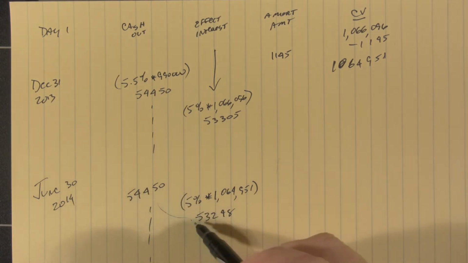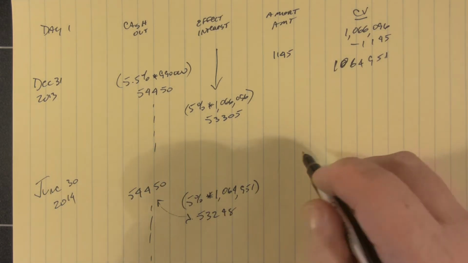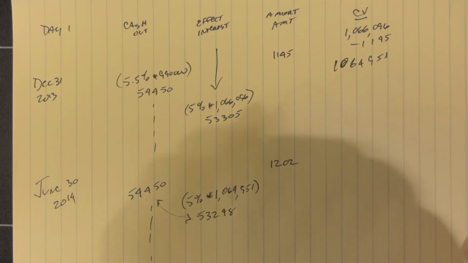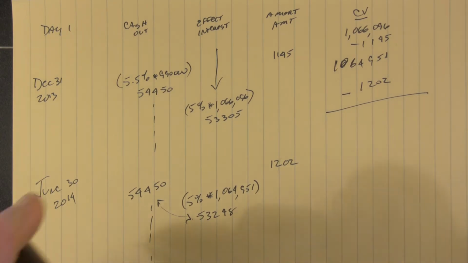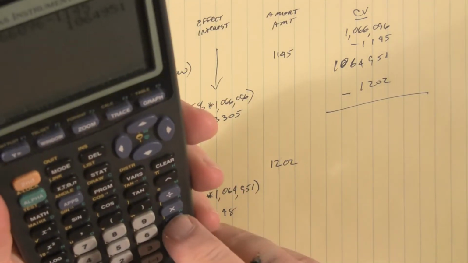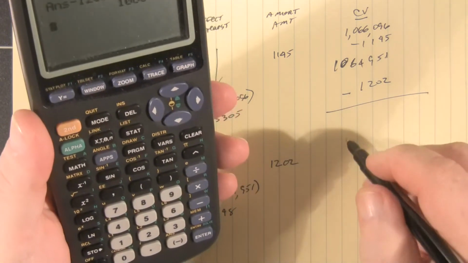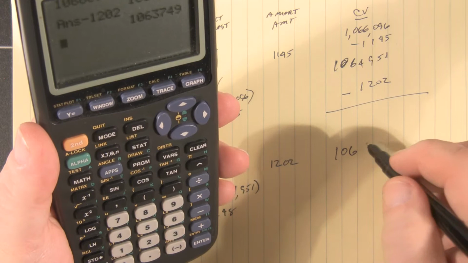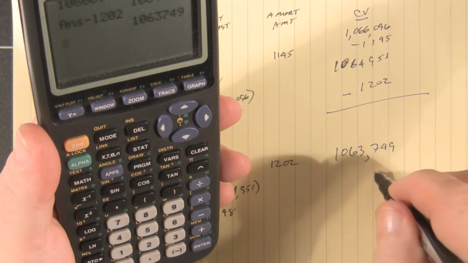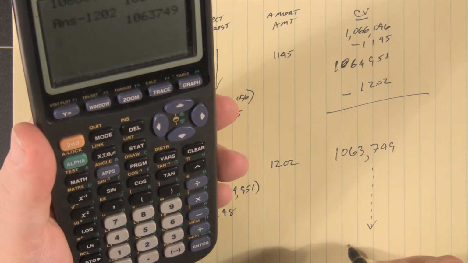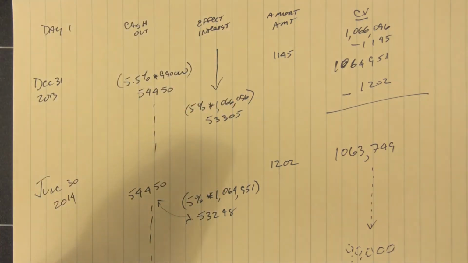And again, the difference between those two is the amortized amount, and that's $1,202. And again, we will subtract that to come up with our new carrying value. Our new carrying value is now $1,063,749. And that will keep going until at the very end, that goes to the $990,000, that's the face value of the bond. But that's not there yet. That's where it's going to go.